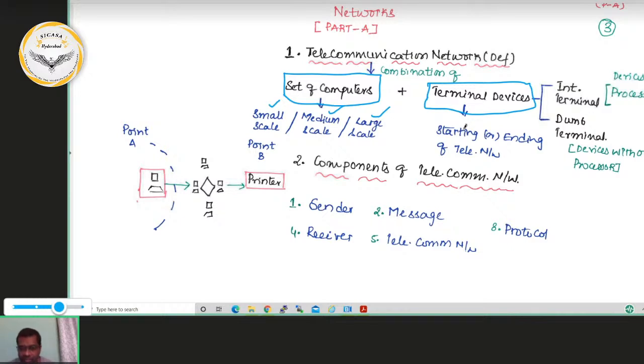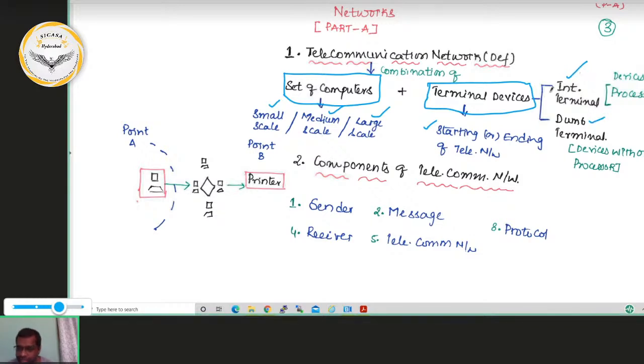So what do you mean by terminal devices? Any starting or ending point of a telecommunication network is called a terminal device. Any device you take which is either a starting or an ending point is called a terminal device. Now we have two types of terminal devices. First is called an intelligent terminal, second is called a dumb terminal.